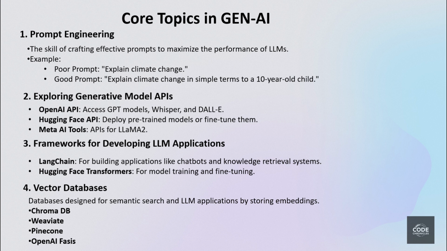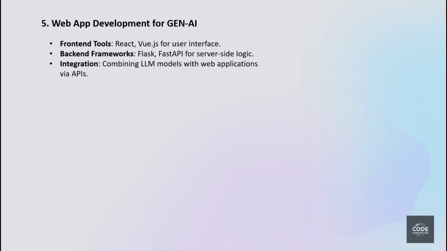For those working with semantic search and LLM applications, vector databases are invaluable. ChromaDB, Weaviate, and Pinecone are designed to store embeddings that facilitate fast and accurate retrieval of information. FAISS is another tool to consider for handling large scale data.